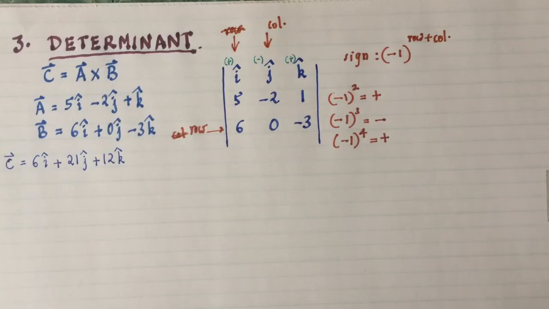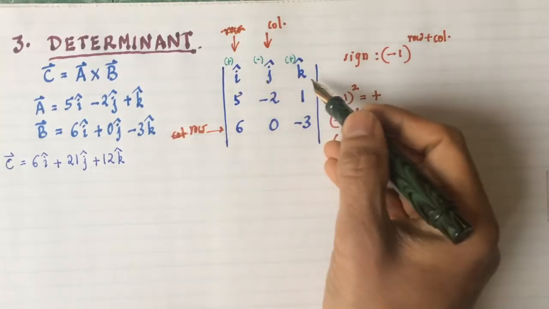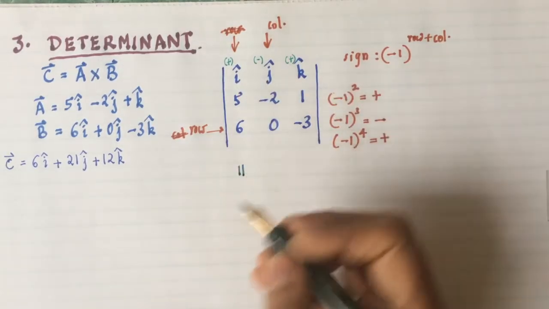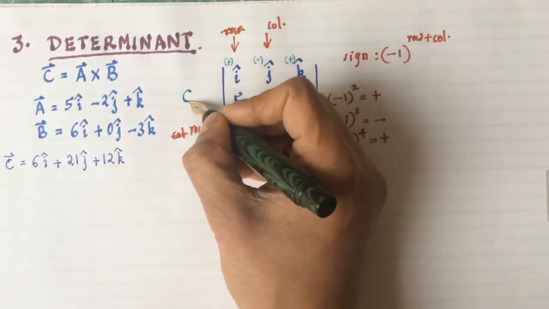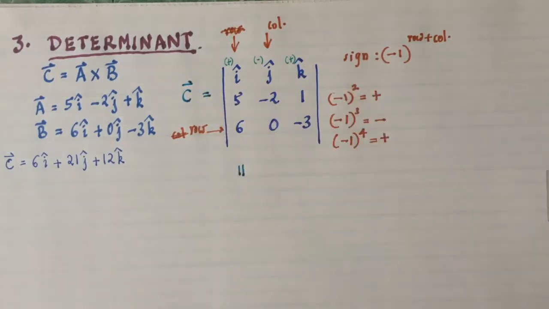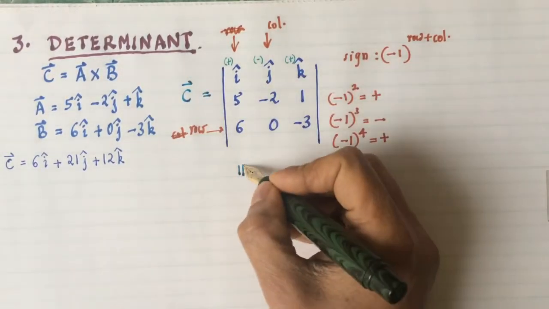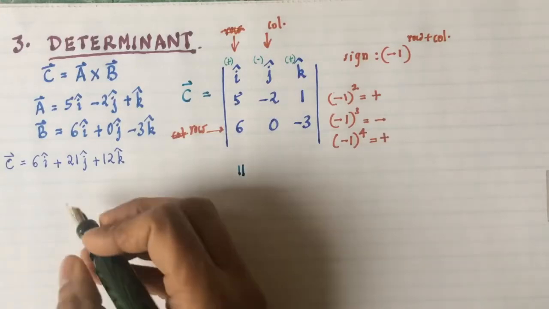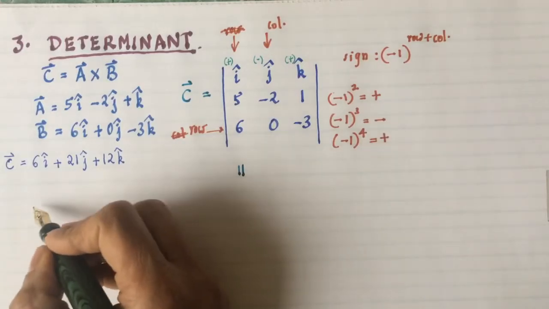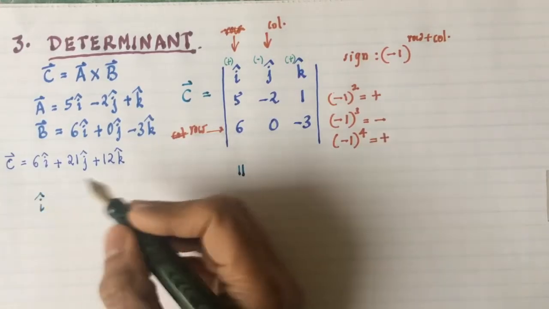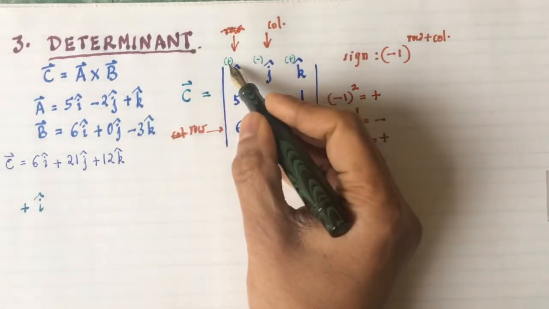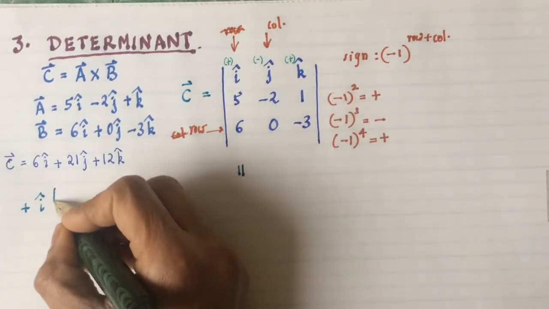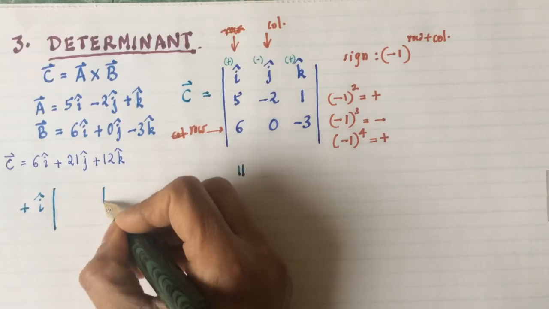So what I'll do is, the first step in expanding a determinant is to write down i hat, j hat, and k hat. So this is, by the way, going to be our cross product C. So that's going to be equal to i hat, plus i hat because of the plus sign there, times a 2 by 2 determinant.